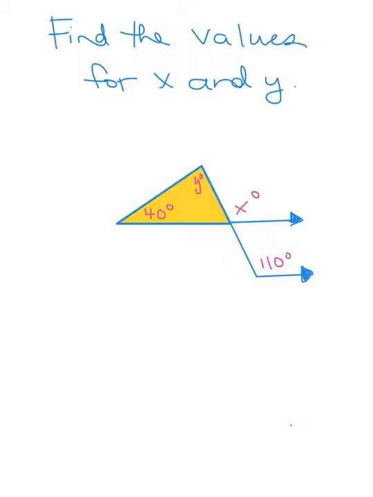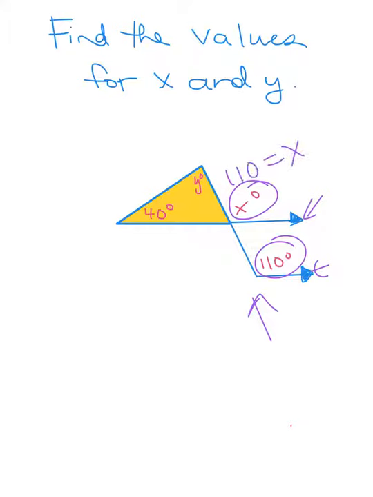Now let's take a look at some triangles. It says find the values for x and y. So I have a triangle there. I also have some parallel lines. So these are my parallel lines here. This line right here is my transversal. Because of that, I can see that x and 110 degrees, they are corresponding angles, so they are congruent. That makes x equal to 110.